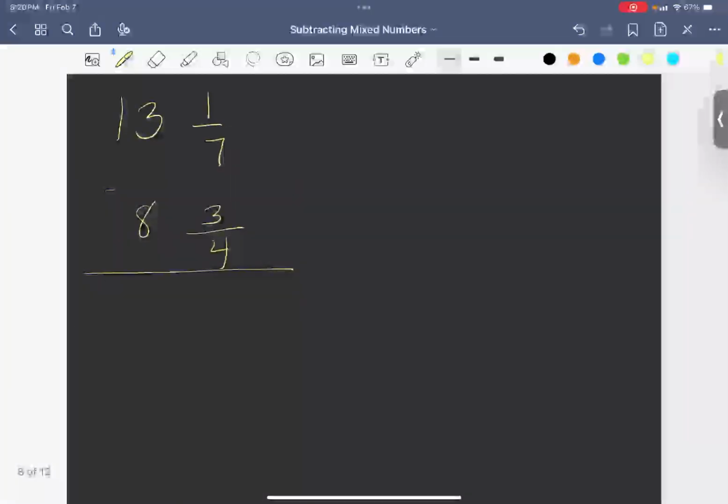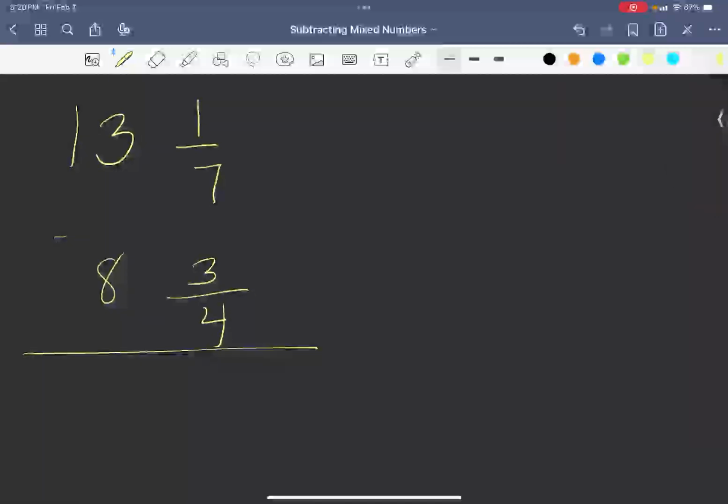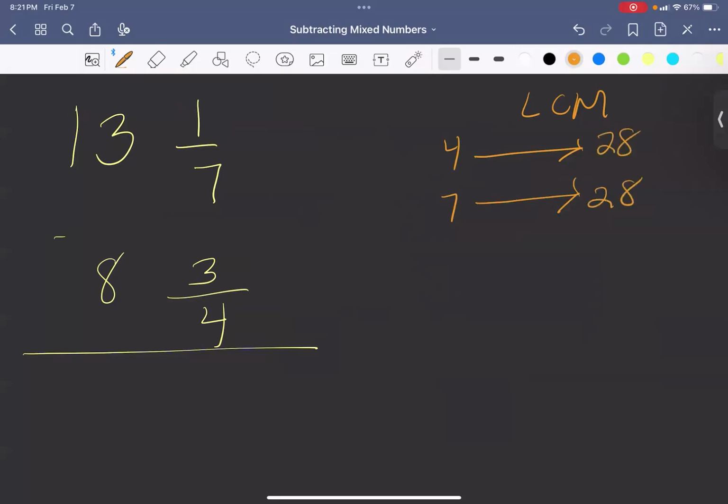Let's do one last one. So we have 13 and 1/7 minus 8 and 3 over 4. So we have to find the least common multiple between our denominators of 4 and 7. So 4 and 7, when we write out the multiples, we get 28. What I usually do, I start out with the multiples of the largest number and then go to the smallest number. So our new denominator is going to be 28.